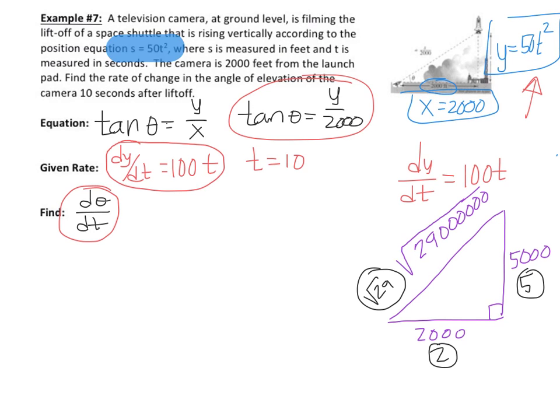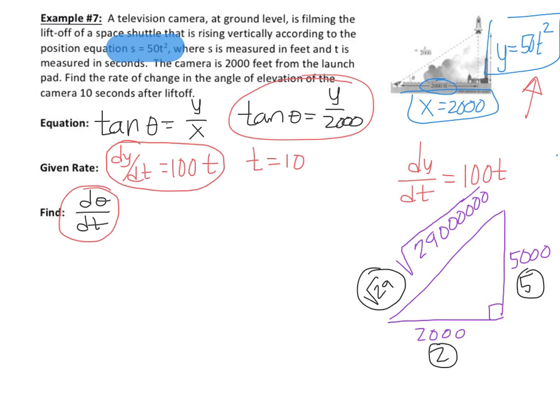All right, so let me take a shot at explaining what I just did over here in the bottom right-hand corner. If t is equal to 10, then 50t squared would be 50 times 100, which would be 5,000. So the height of the rocket at t equals 10 is 5,000. The 2,000 is set permanently as the distance the camera is away from the launch pad, and then the hypotenuse of this right triangle would be the square root of 29 million.